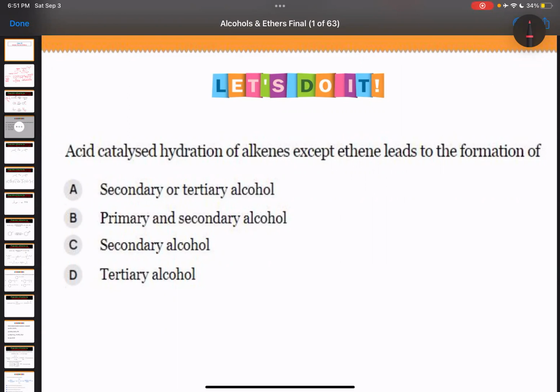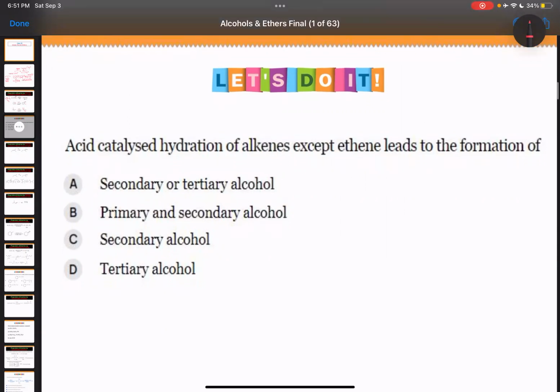Yeah, Vamsi, tell me. Which type of alcohol can we get easily? Option B, primary or secondary alcohol, or is it going to be secondary or tertiary alcohol? Yeah. Vamsi, what's your answer? So I think it's A.